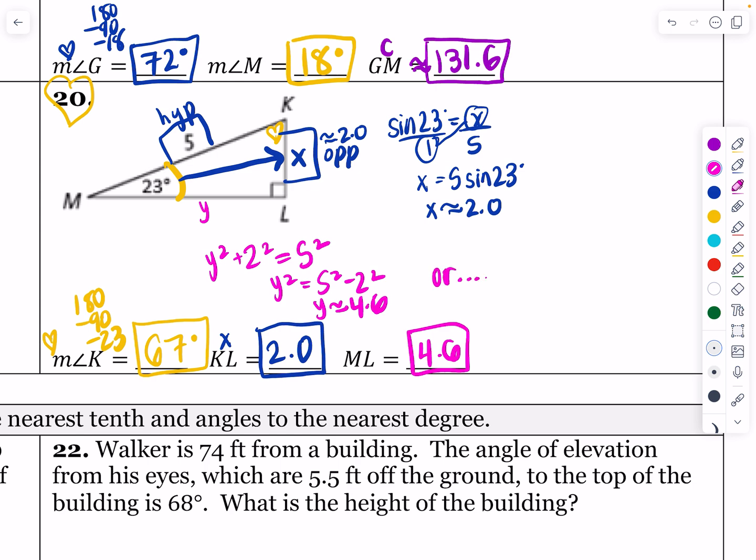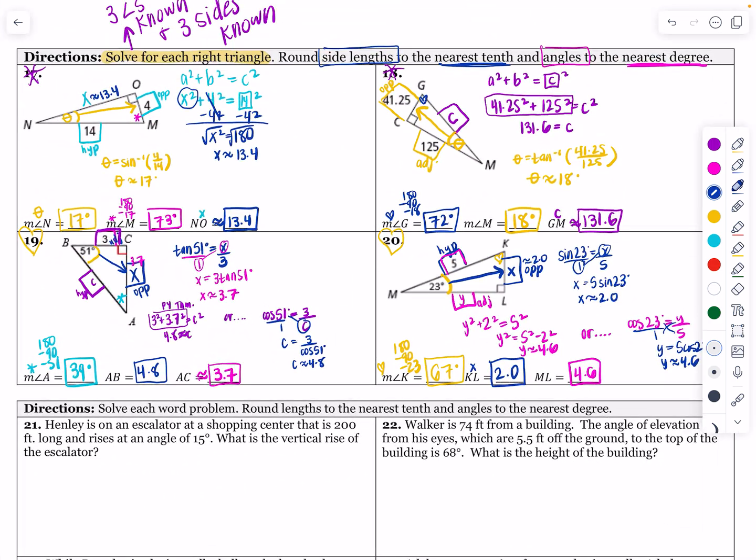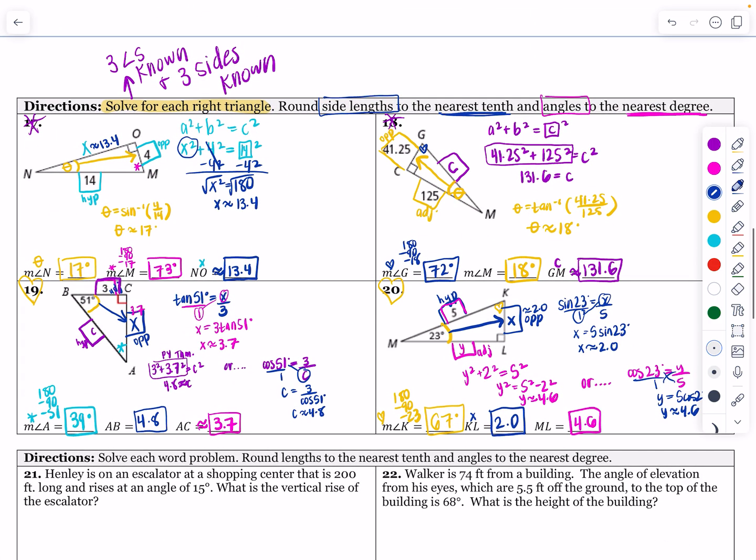Or you could also do trig. So from this 23 degrees, I have my adjacent and my hypotenuse. And so I'm going to use cosine of 23 degrees equals y over 5. Put this over 1 and cross multiply. You get y equals 5 times the cosine of 23. 5 times the cosine of 23 is going to be equal to also 4.6. Okay, so either way you want to do that, you would get 4.6. So that is solving right triangles. There are 4 examples of finding the 3 known angles and knowing 3 sides as well.